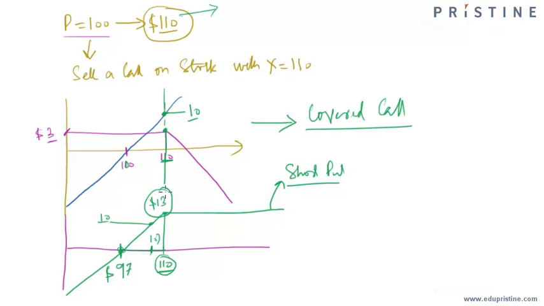It is called a covered call because you have sold a call option, and you are covering this call using your stock holdings, using your underlying holdings. In other words, since you have sold the call, at maturity you need to give the underlying. Since you have to give the underlying at maturity, you have already bought the underlying at t equal to 0, to hedge that risk. So that's why it is called a covered call.